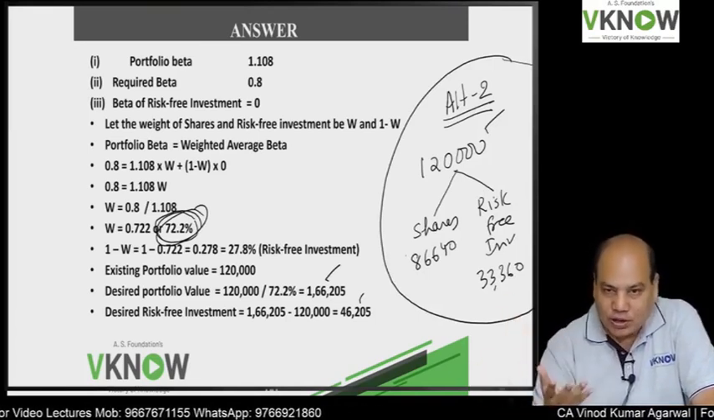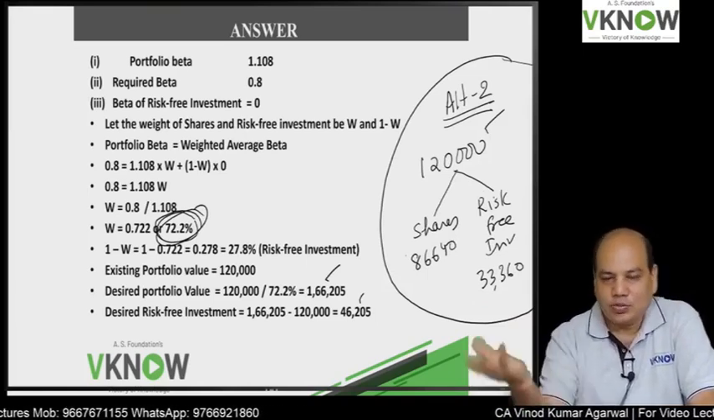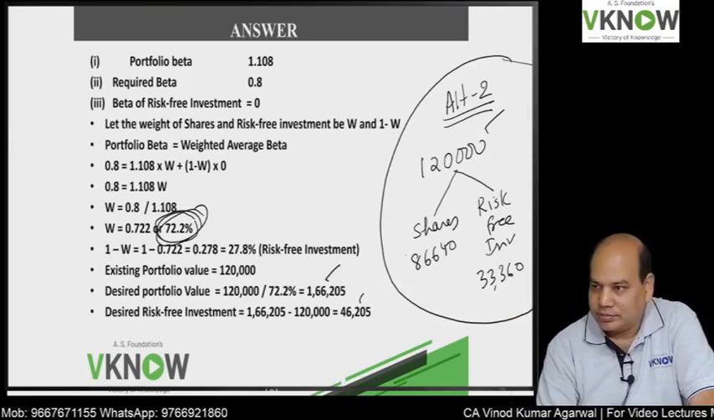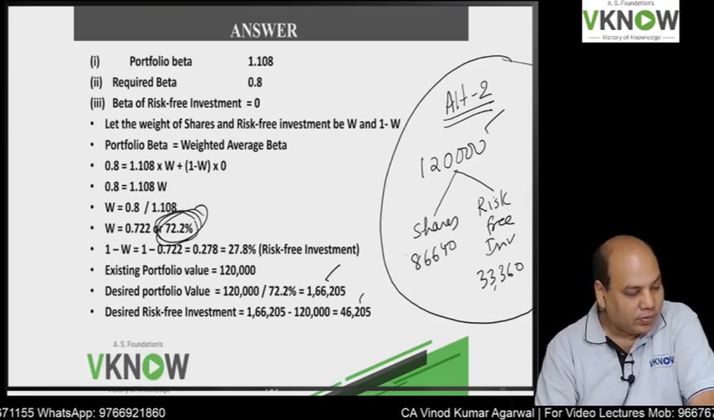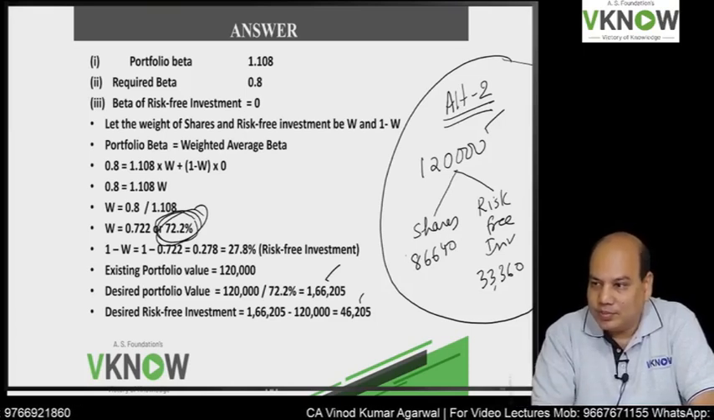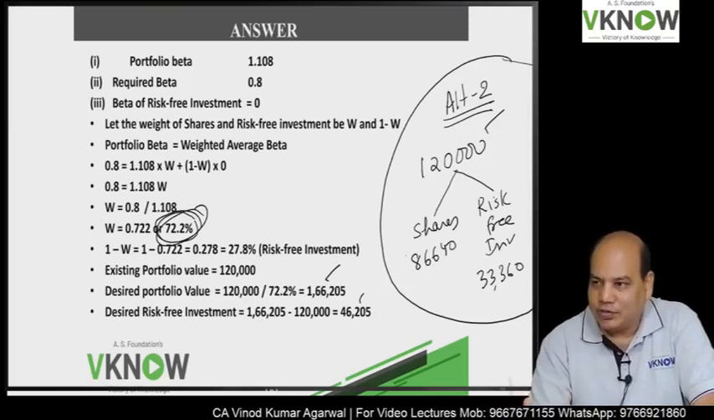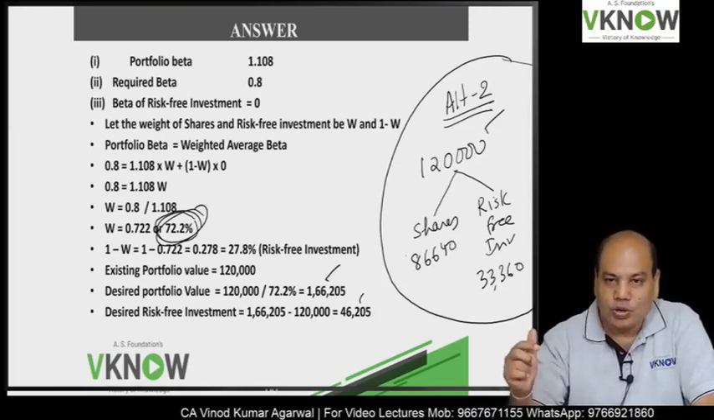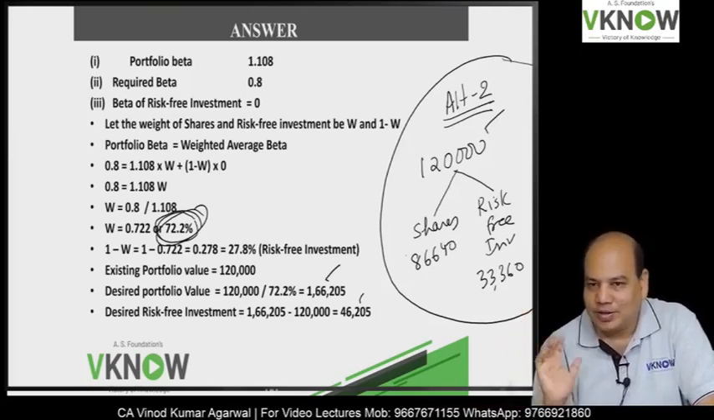And if you don't want to sell the shares, then you have to bring in the risk-free investment, and the portfolio value changes. Both answers are okay. The institute should make it clear whether we need to increase the value of the portfolio or keep it the same. If you have to keep the value of the portfolio the same, then you'll have to sell the stocks and buy the risk-free investment. And the stocks will be sold in the ratio of their weights, so that the portfolio beta remains the same.